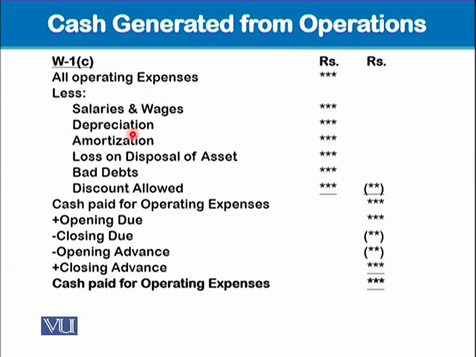So the items of expenses which are non-cash, for depreciation we don't pay cash, for amortization we don't pay cash, for loss on disposal we don't pay cash, for bad debts we don't pay cash, for discount allowed we don't pay cash. So all these items are clubbed together and subtracted from this all operating expenses. We get cash paid for operating expenses, or cash based operating expenses, you can say. Okay, these are cash based operating expenses.